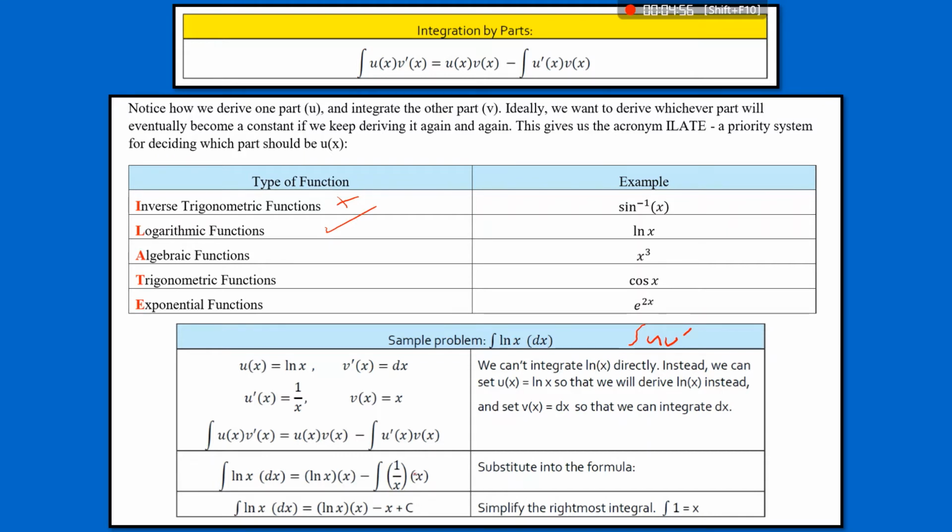Now all of these integrals, even if you had to integrate by parts more than once in order to get your final answer, are still going to have a plus c. So you can just save your plus c all the way to the end of the problem and write it there. Any questions on how to use the formula?